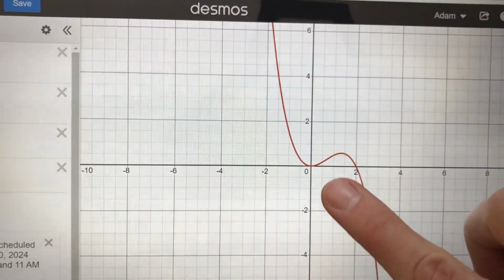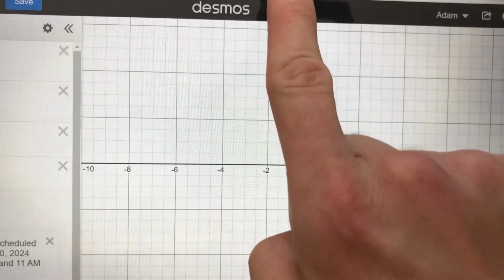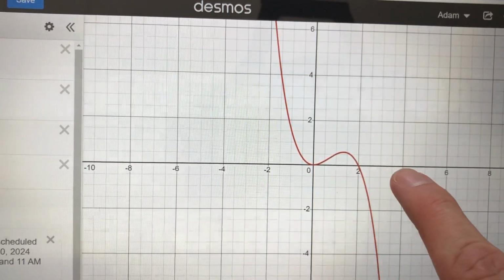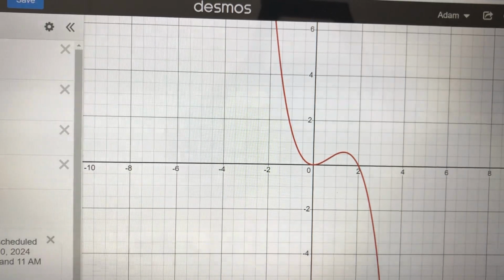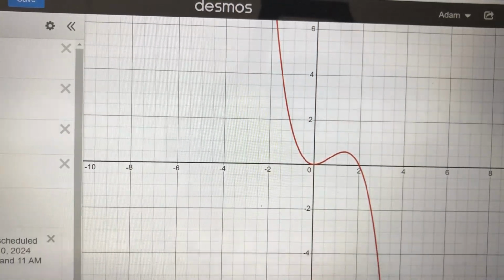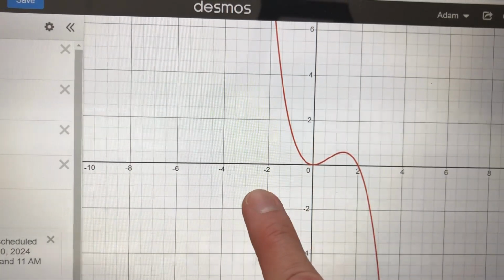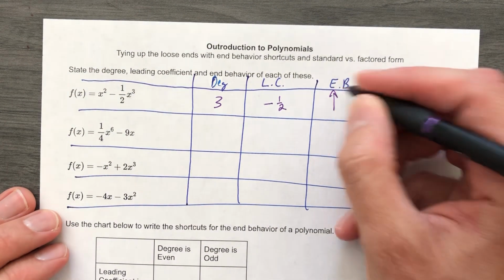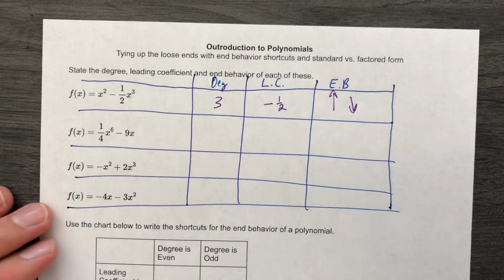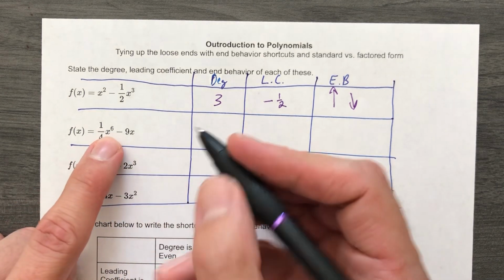And the end behavior is as x approaches negative infinity, y approaches infinity. As x approaches positive infinity, y approaches negative infinity. Let's rephrase that. Looking at the left side, it's going up. Looking at the right side, it's going down. We're going to call it, well, up, down. Don't make it harder than it is. Up, down.